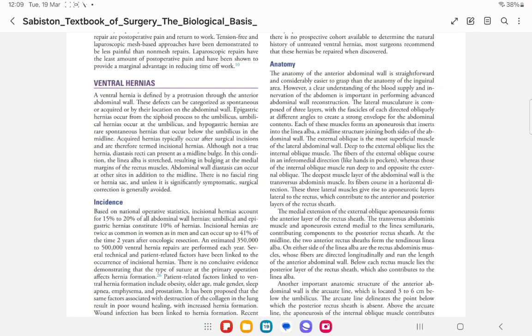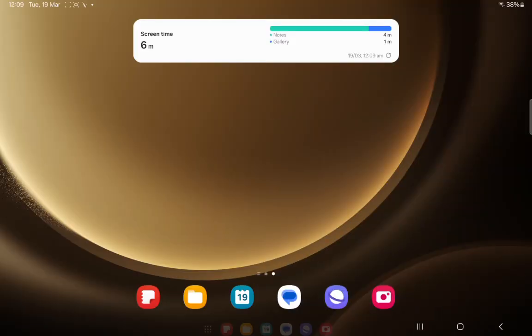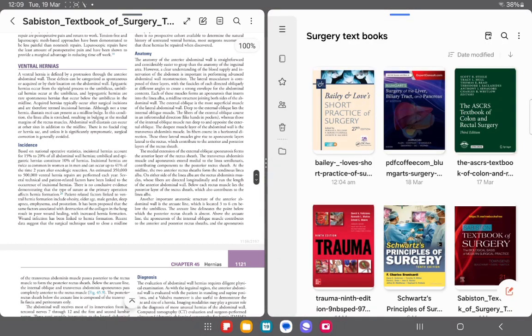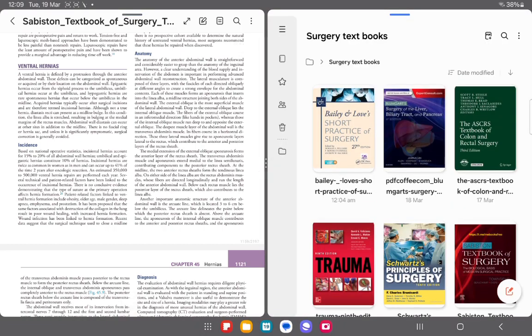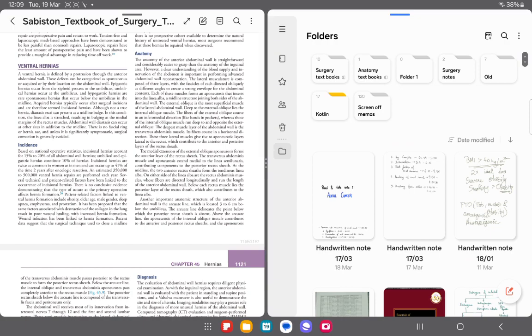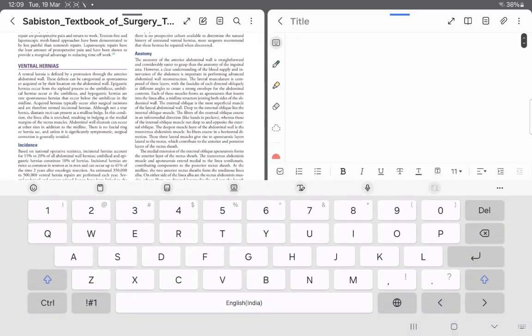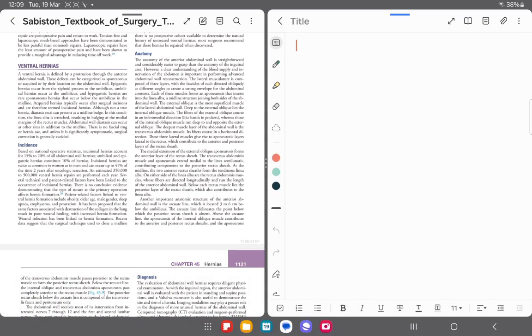Okay, so today we will study ventral hernias from the Sabiston textbook of surgery, and the topic is already open, and we will also take notes. So, as usual, multi screen view and notes mode on. Okay, so let's begin.